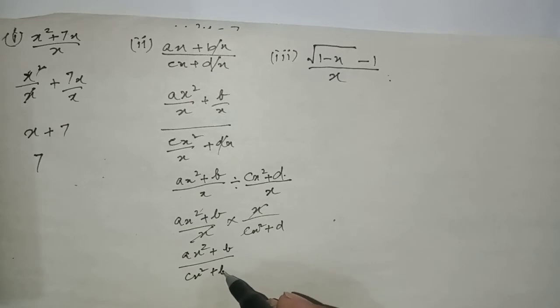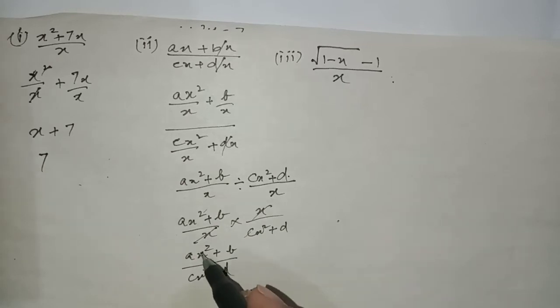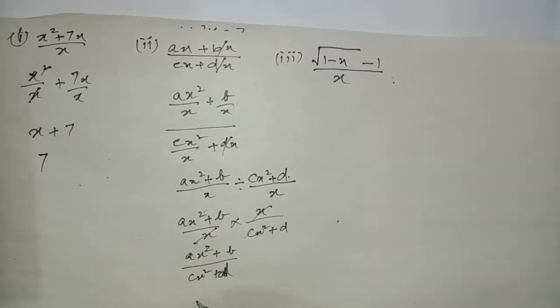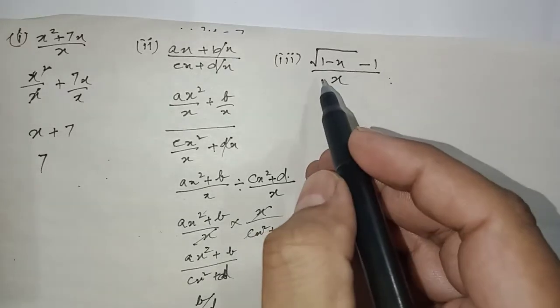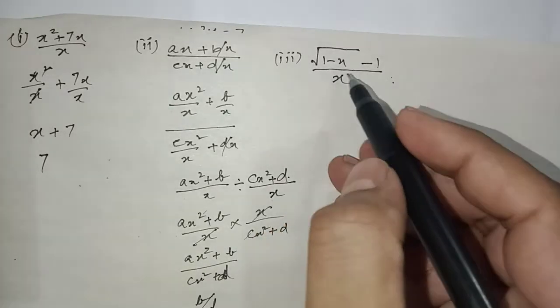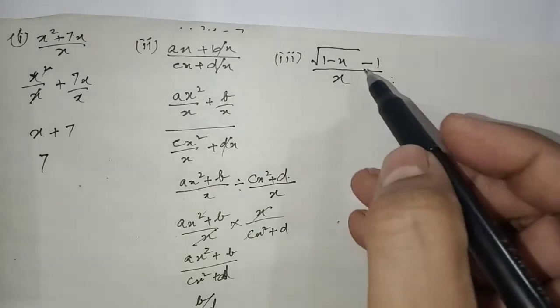Now if you apply the limit, that is x tends to 0, then both these terms will become 0, so the remaining value will be b upon d. So on application of limit, the result of this question will be b upon d. Likewise, if you are going to solve part 3, you cannot apply the limits directly.